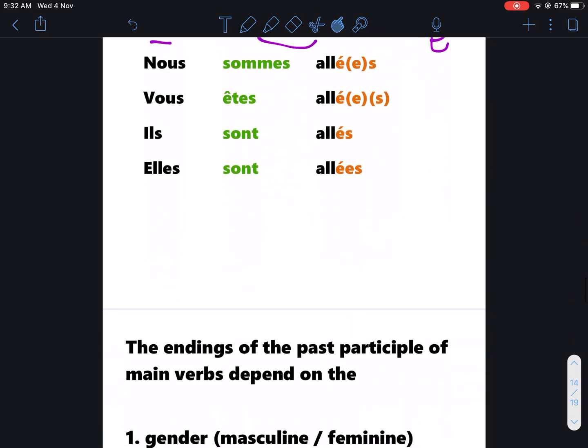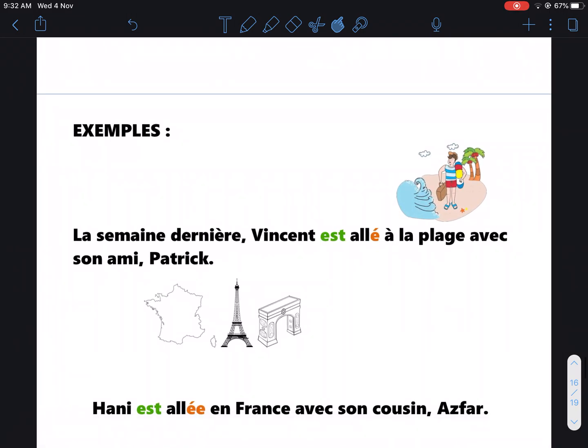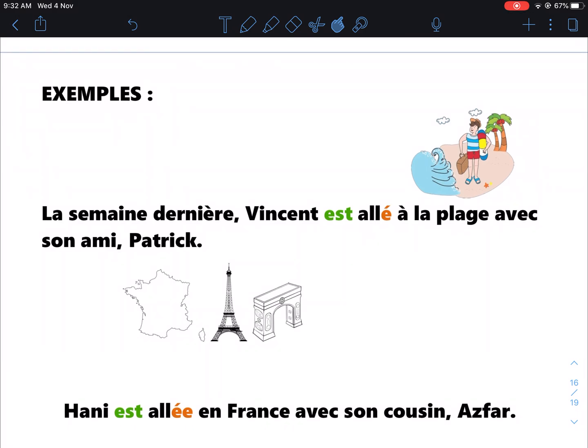Now, we have the examples for the verb aller. La semaine dernière, Vincent est allé à la plage avec son ami Patrick. Last weekend, Vincent went to the beach with his friend Patrick. The second example, Hani est allé en France avec son cousin Asfar. Hani went to France with her cousin Asfar. So you have the first example of the verb using the auxiliary être, which is aller.